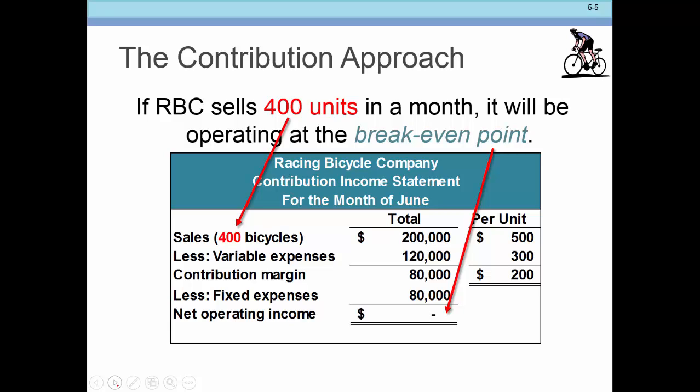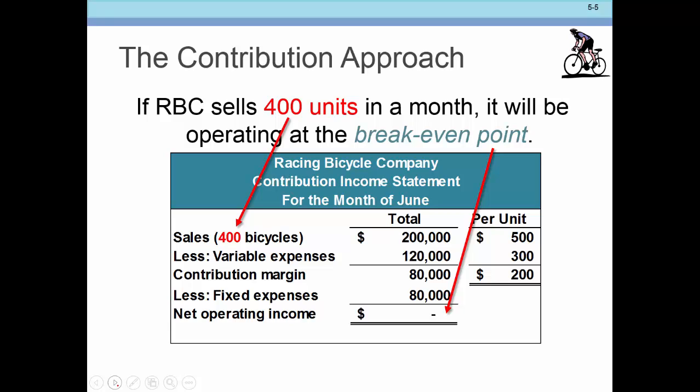We use this format for internal purposes because look how quickly you can do analysis with this by saying, okay, what happens if I change my fixed cost? What happens if my variable cost changes, etc. So this is much more readily usable for internal analysis.